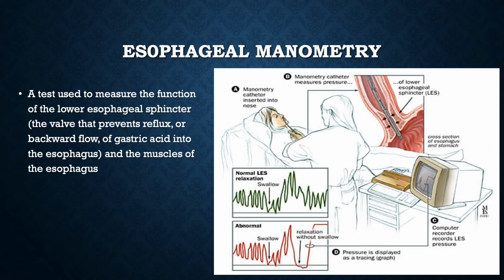On this examination, a manometry catheter is inserted into the nose. The manometry catheter measures the pressure of the lower esophageal sphincter, and a computer recorder records the LES pressure. And subsequently, the pressure is displayed as a tracing or a graph.